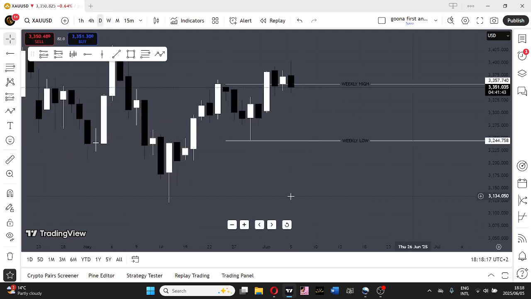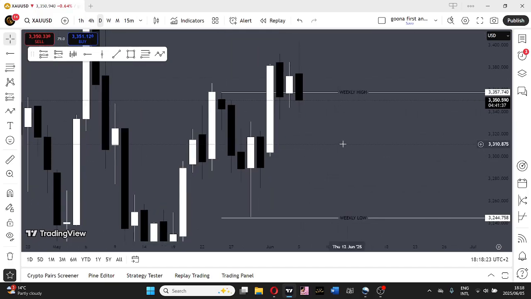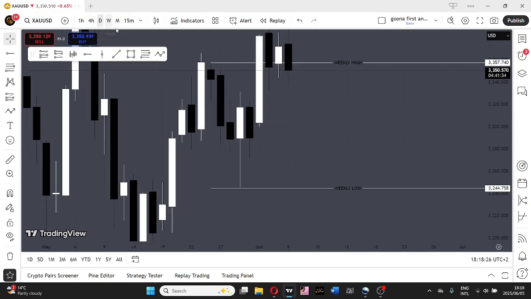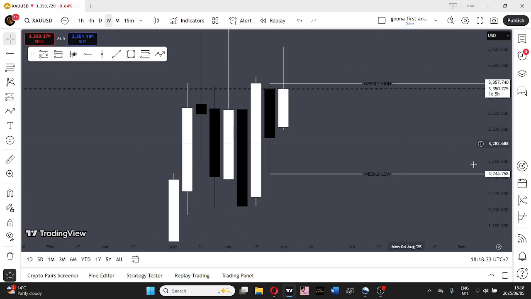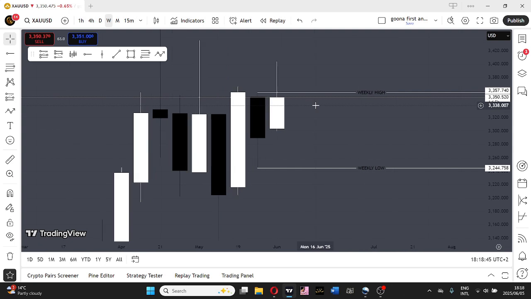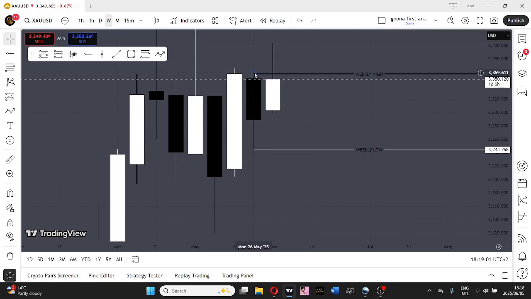Then we're gonna go to the daily. We're gonna look at the weekly candlesticks. The previous week's candlestick was bearish. Then before that, it was bullish, as you can see, a big bullish candlestick like this. So if price closes below this candlestick, it's indicating a reversal. But now it did not close below. It was playing around just like in the middle.